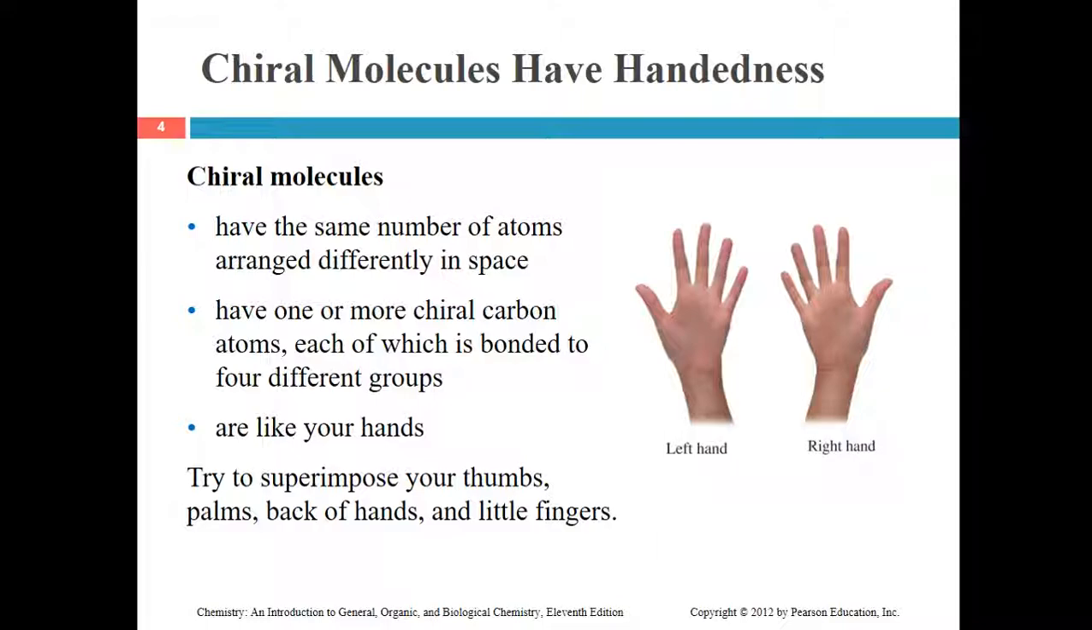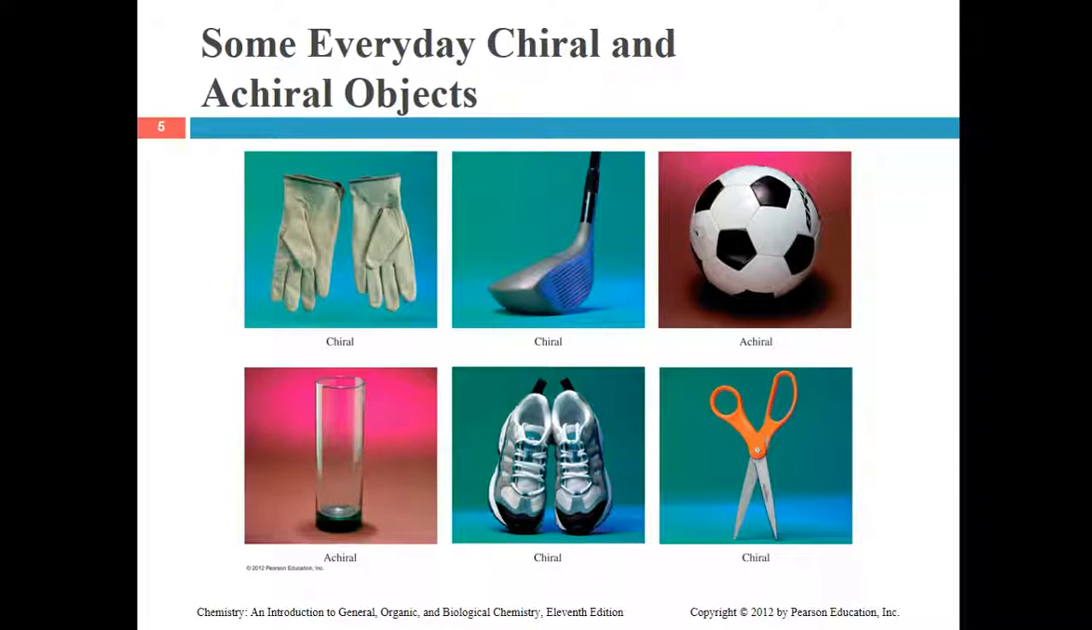So think of your hands, handedness. Your left hand will not fit into a right hand glove, and your right hand will not fit into a left hand glove. Here are some other examples of everyday chiral and achiral objects. Now, achiral means without handedness. So, chiral, you have gloves. Chiral are shoes, while your left foot is not going to fit into your right shoe.